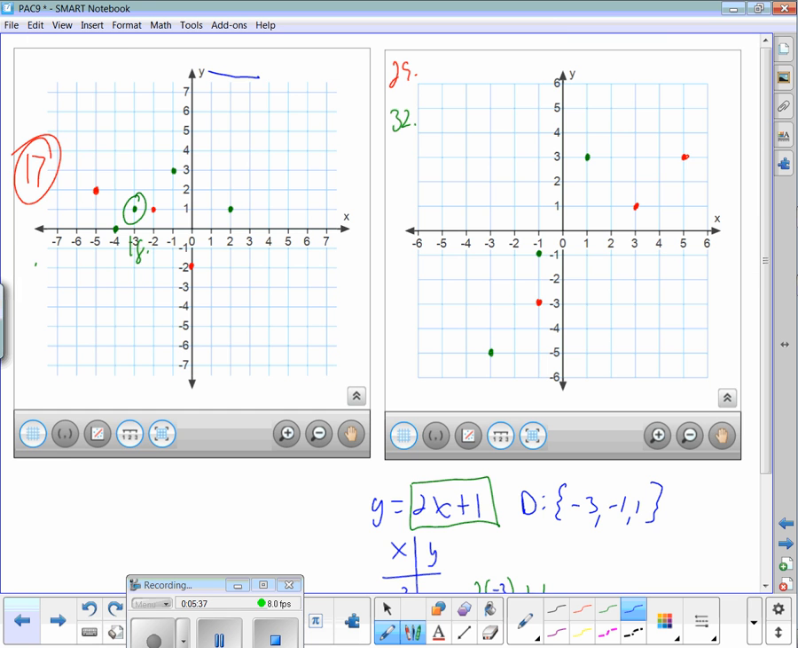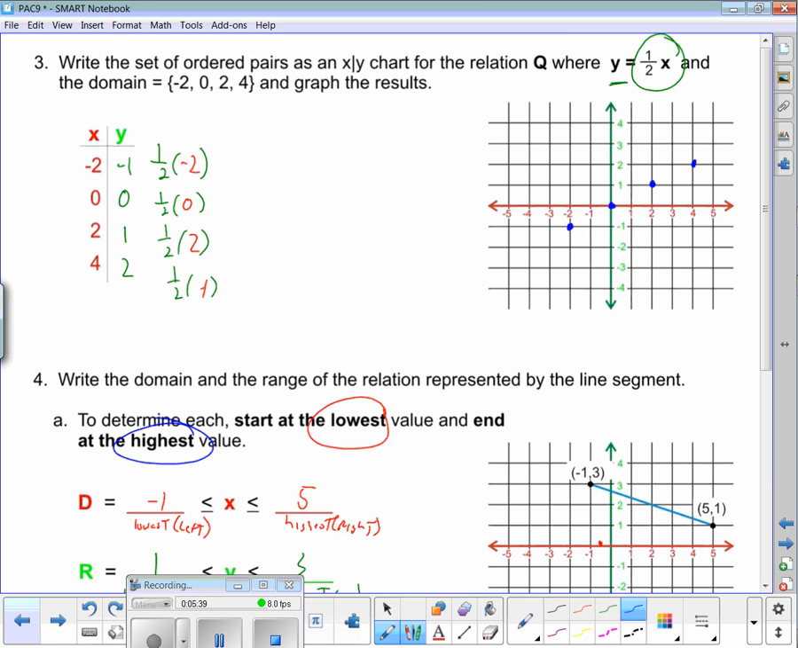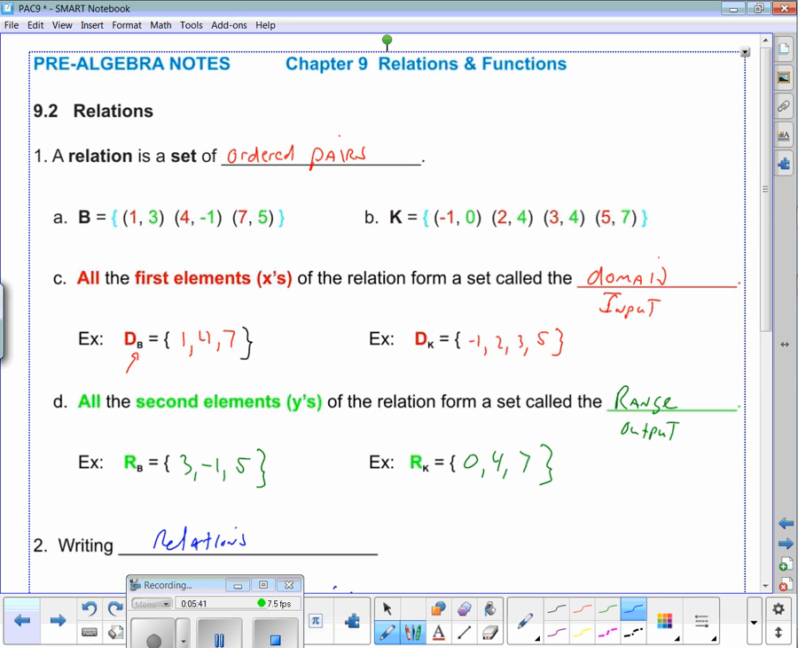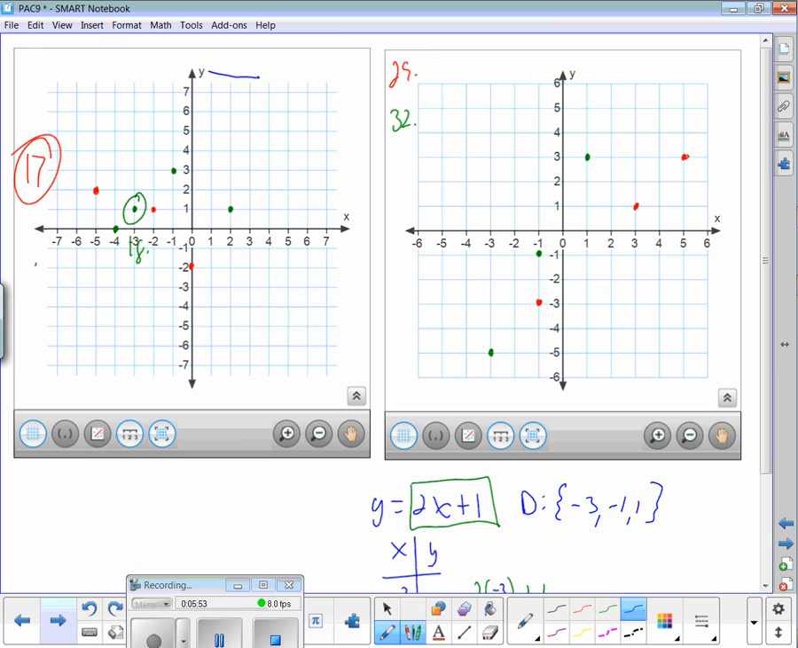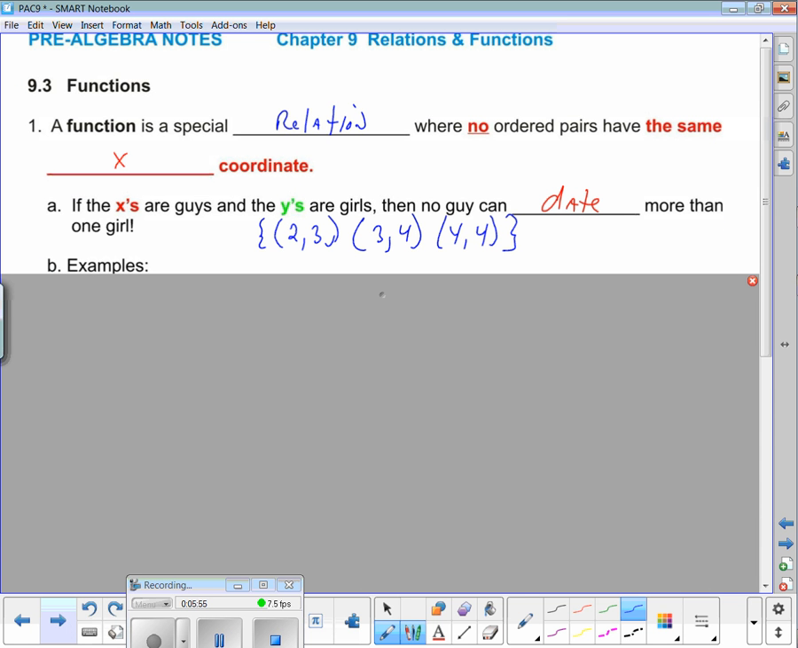So yesterday I said that all the x's form a set called the domain or the input, and the y's are the range or the output. All right. Think back to computers. Here's what we need a function to do. I'm going to input something. You tell me the output, okay? And there's our function, right?